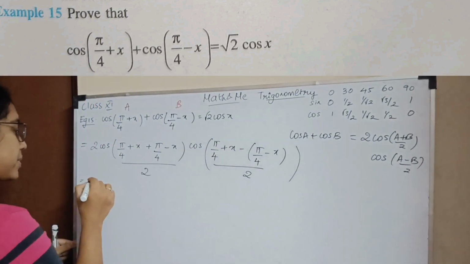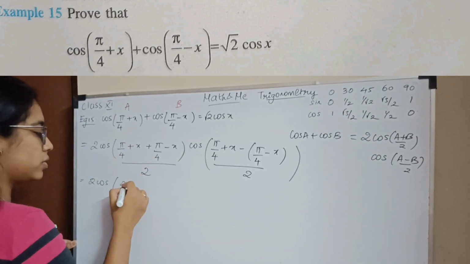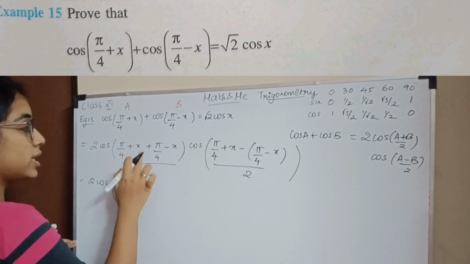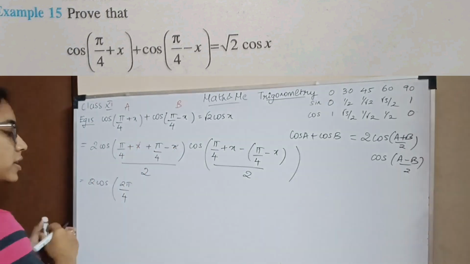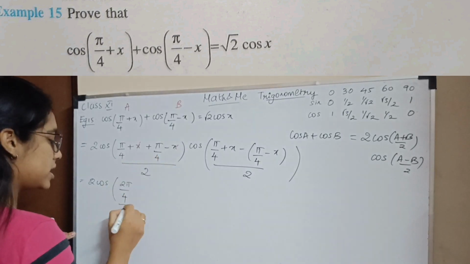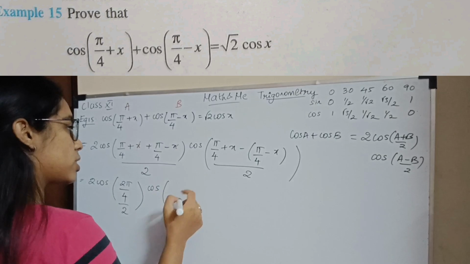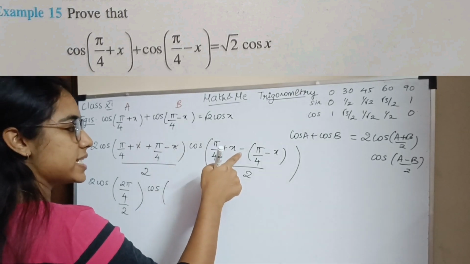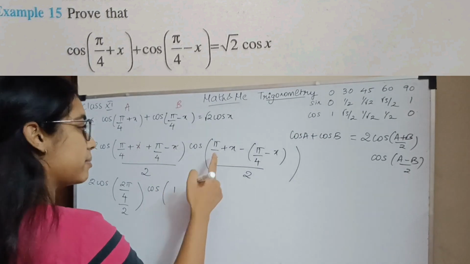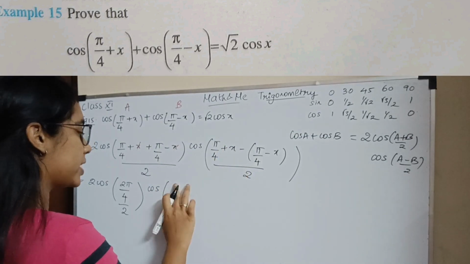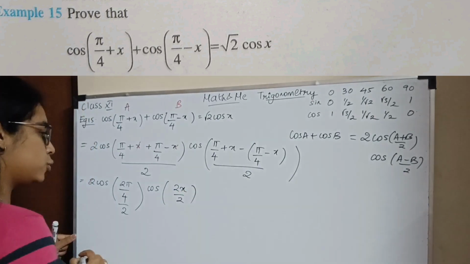Okay, so in this step, 2 cos of pi by 4 plus pi by 4 will become 2 pi by 4. x minus x cancel. Correct? x and minus x will go off. So I'll be left with 2 pi by 4 divided by 2. The 2 cancels. Okay, times cos of pi by 4 plus x minus pi by 4 minus, into minus plus. So I have pi by 4 minus pi by 4 going off. I have x plus x, which is 2x divided by 2.